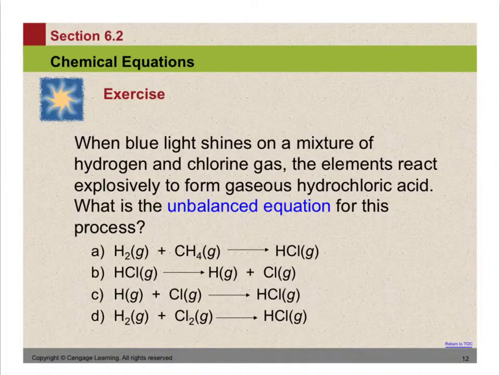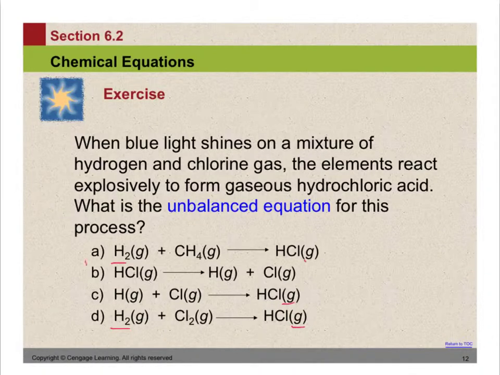So here, when blue light shines on a mixture of hydrogen and chlorine gas, the elements react to form gaseous hydrochloric acid. What is the unbalanced equation? Now this is tricky because remember that hydrogen always occurs as a diatomic molecule. So that means right here it's H2. And then we want to form HCl gas. So notice our G here is a gas.